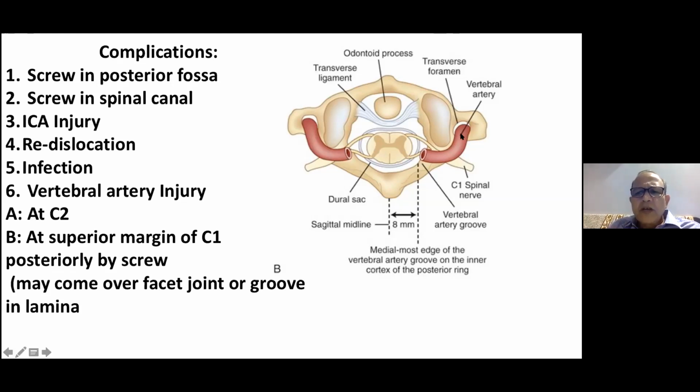Because you know that posteriorly, this is the posterior arch of the atlas. So superiorly, it may make a groove there, or it may come in front of even the facet joint. So you should know the anatomy very well and then put in a screw accordingly. Don't angulate it too much cranially, otherwise it may injure the vertebral artery here, or the screw may go in the posterior fossa.